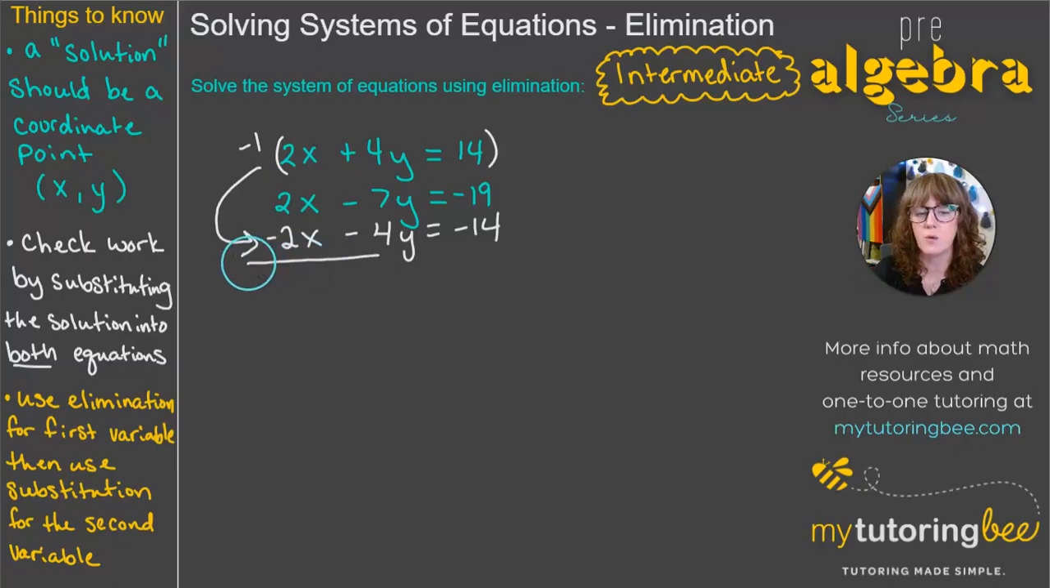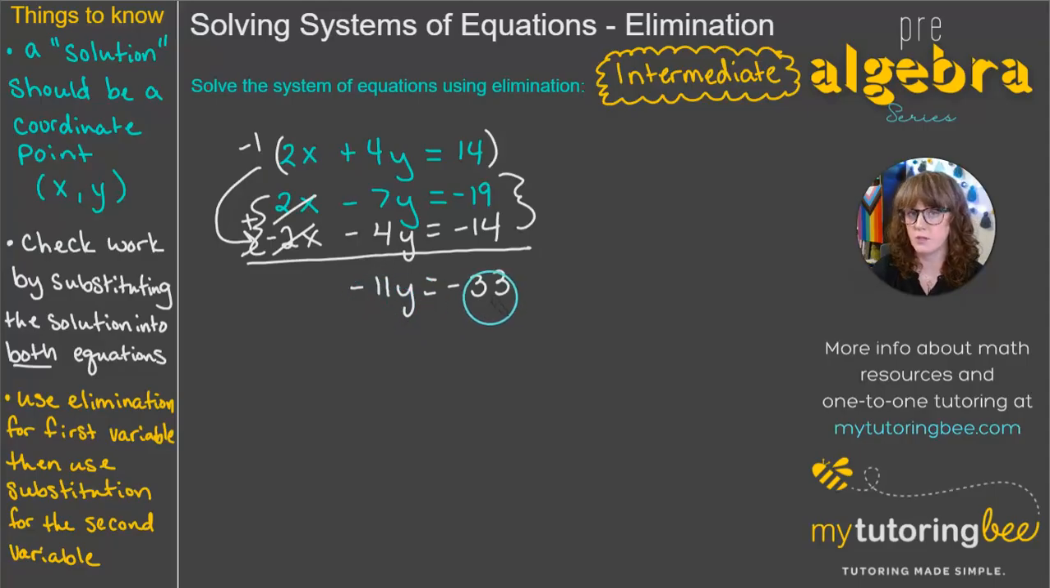Okay, and so now what I'm going to do is add these two equations up. Like we wanted, the x's cancel out, and then for our y's, we get negative 11y equals, and then negative 19 and negative 14 gives us negative 33. Okay, now we can solve for y. So in this particular problem, we're solving for y first.